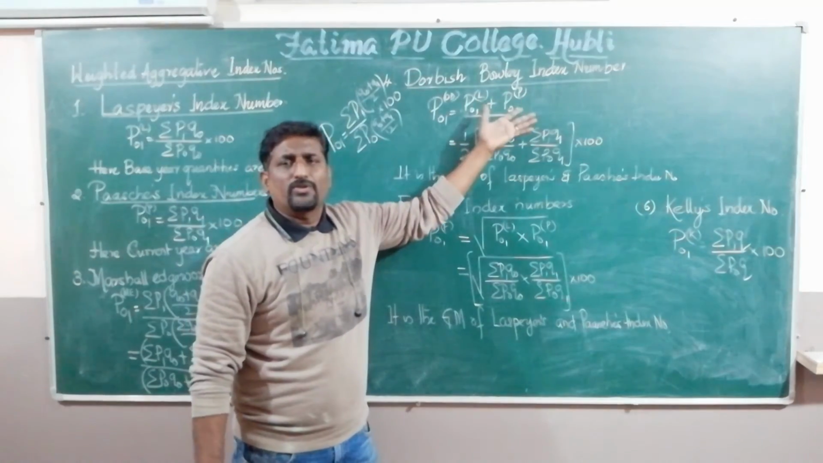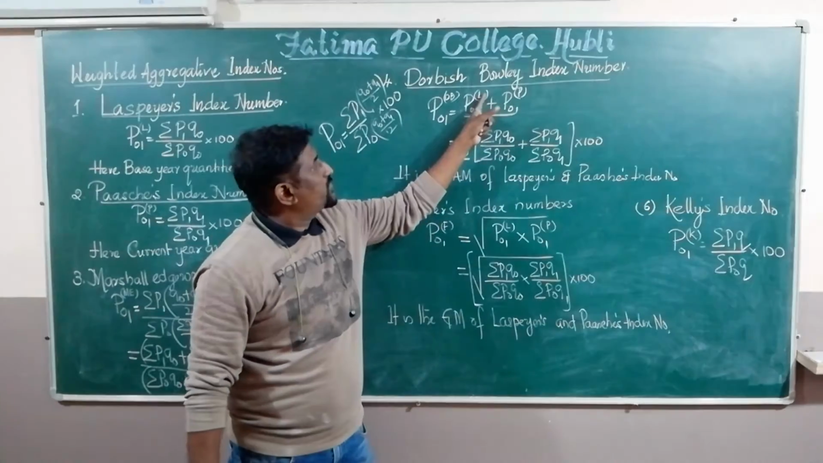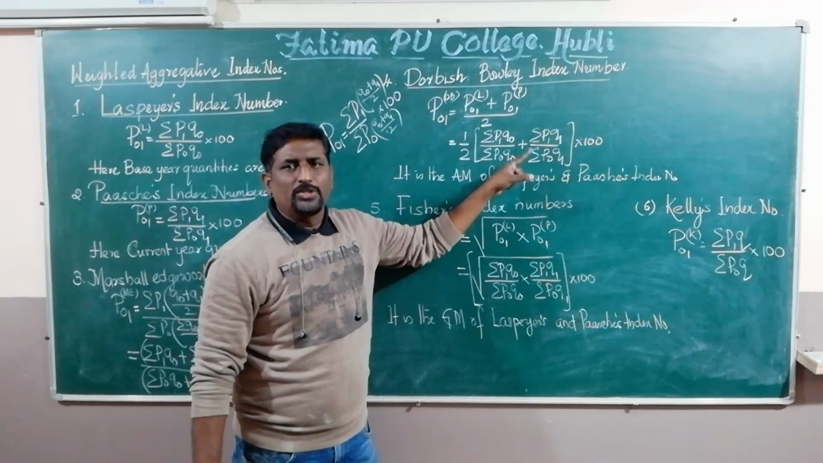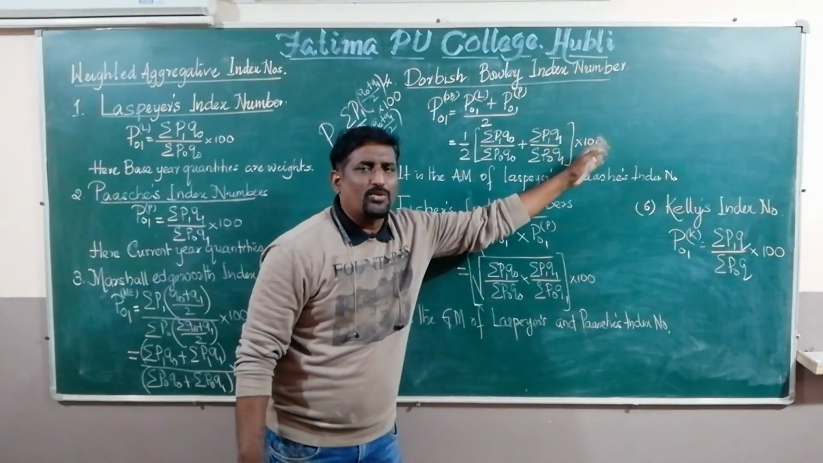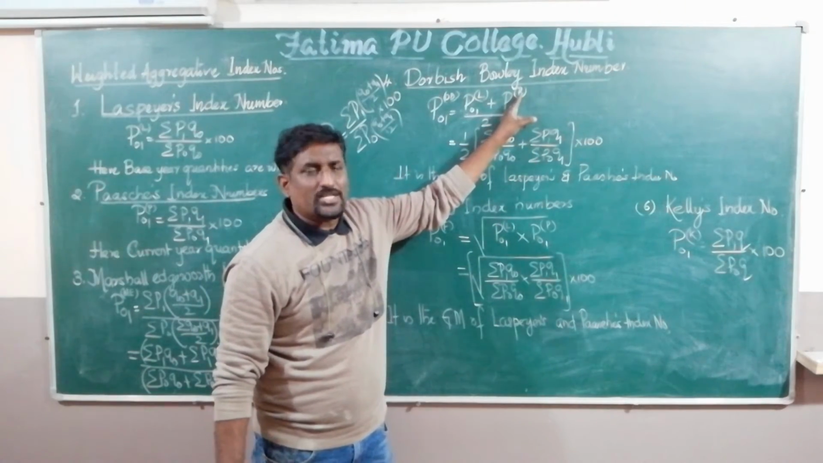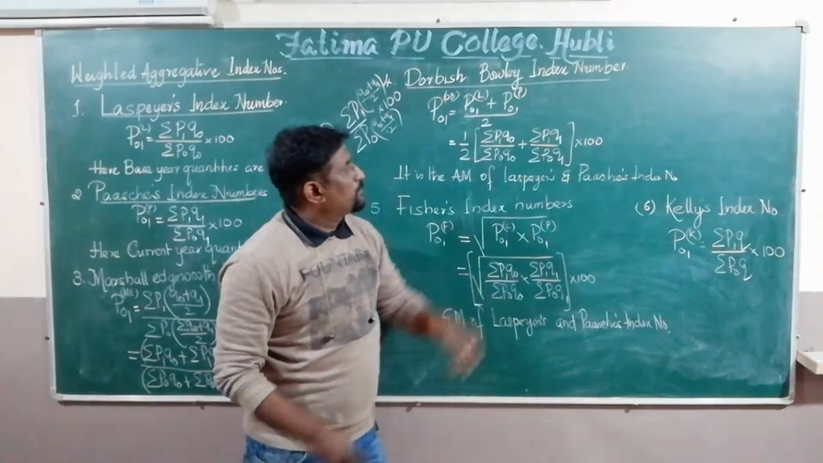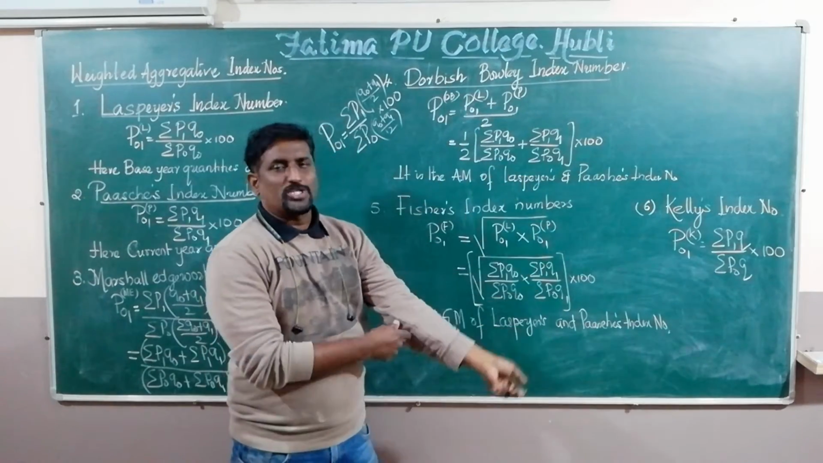Or if you don't know those things, let us write it in the expansion form of the formula. What is P01L? It is summation P1 Q0 divided by summation P0 Q0 into 100. So 100 is common in both, so I put the whole 100 outside. Plus for P01P, that is Paasche's index number, summation P1 Q1 divided by summation P0 Q1, into 100. This is the Dorbish-Bowley index number.